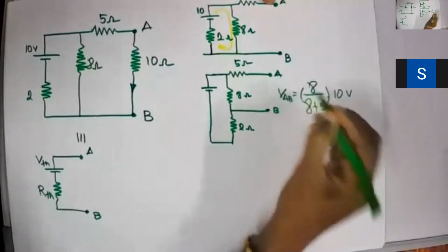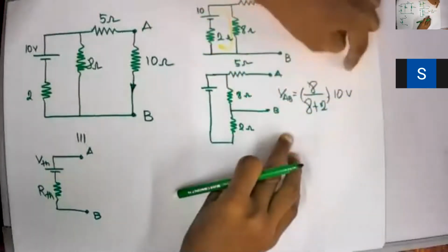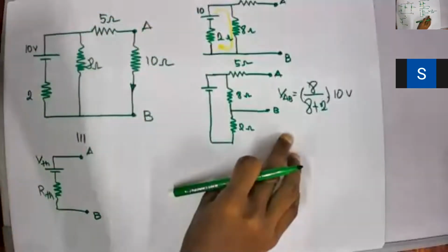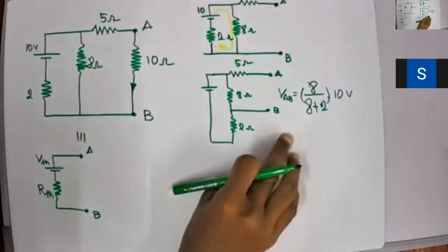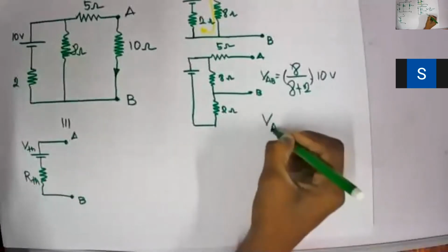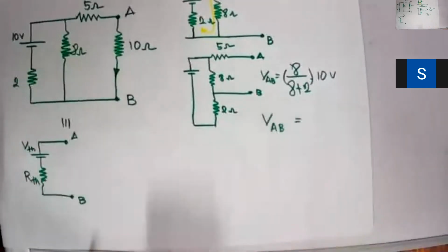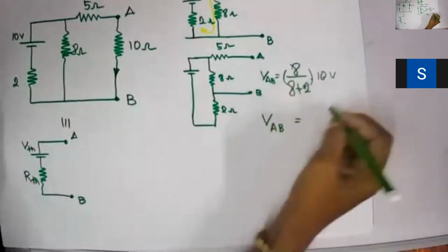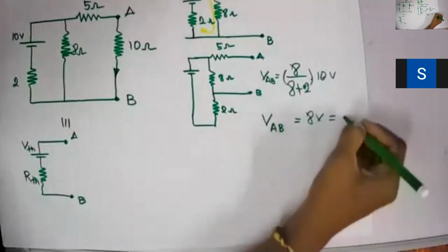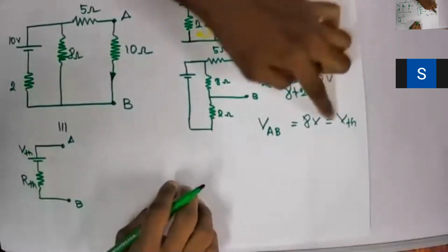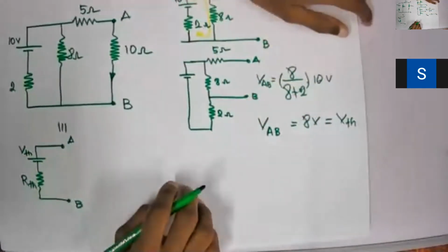VAB equals 8 by 8 plus 2 into 10, by applying the potential divider theorem across these 8 ohm and 2 ohm. Clear? Now, what will be my VAB? VAB will be simply 8 plus 2, 10. The 10 will get cancelled, so it will be 8 voltage. That will be my VTH. Thevenin's voltage is 8 voltage.